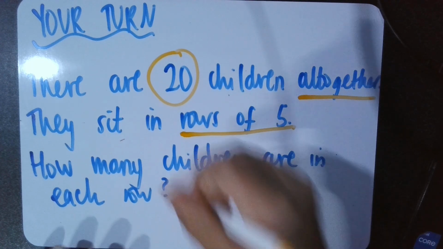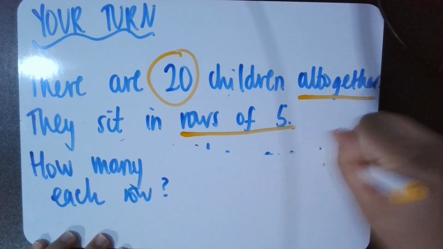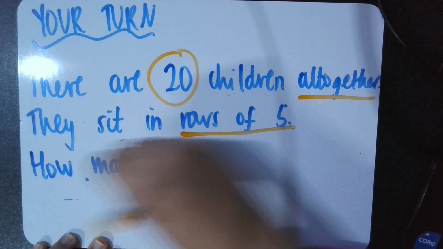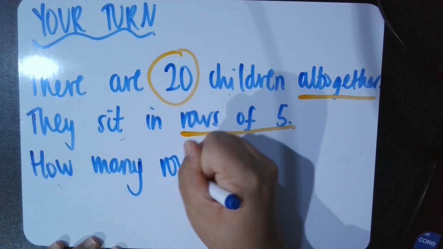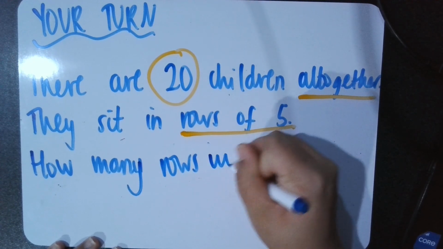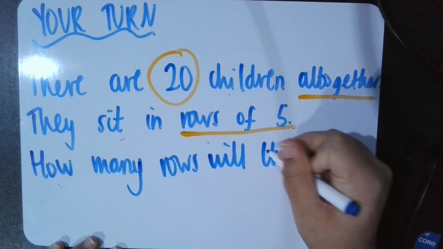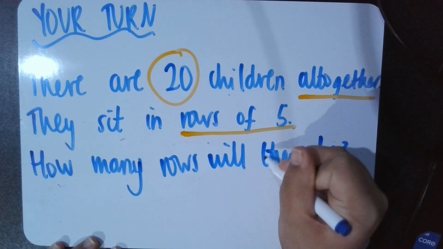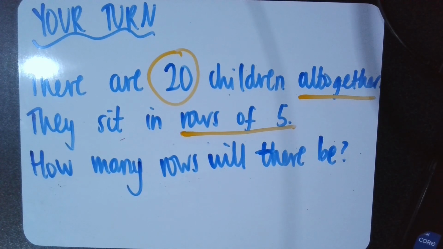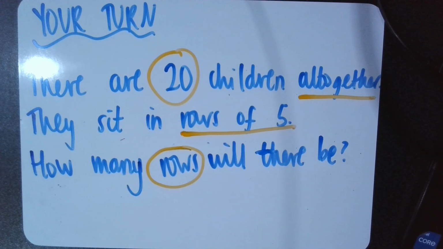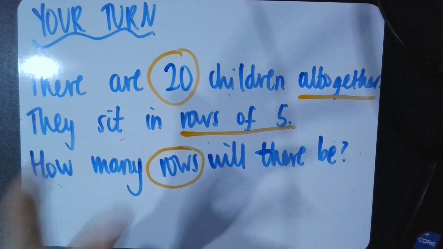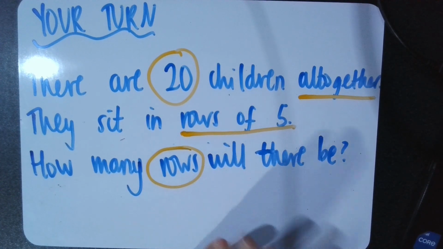Sorry, that is not the right question. It should say, how many rows will there be? Okay, you're looking for the number of rows this time. So remember, we're doing division by grouping. Again, if you don't have counters, feel free to just draw it out. That is completely fine, and that's what you would do when you're using paper or in a test.